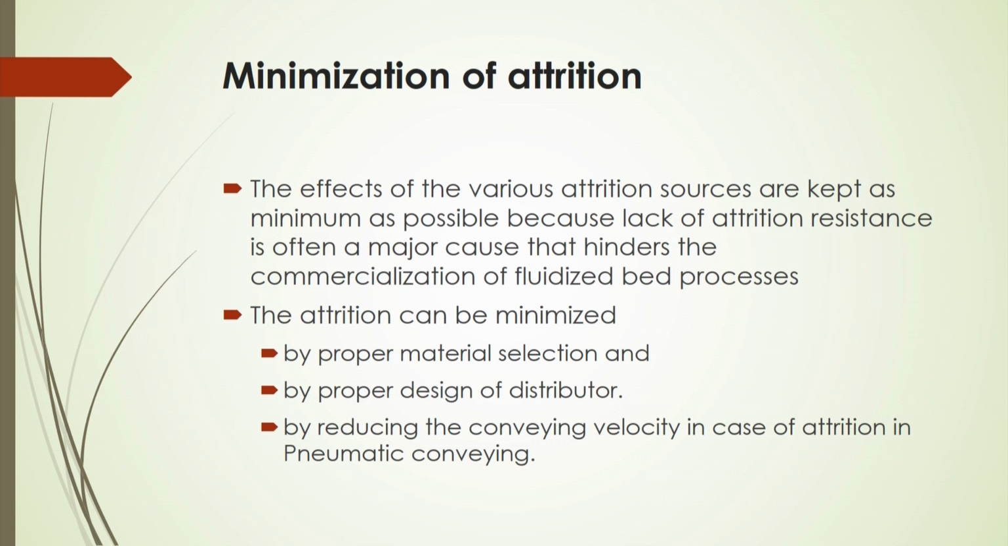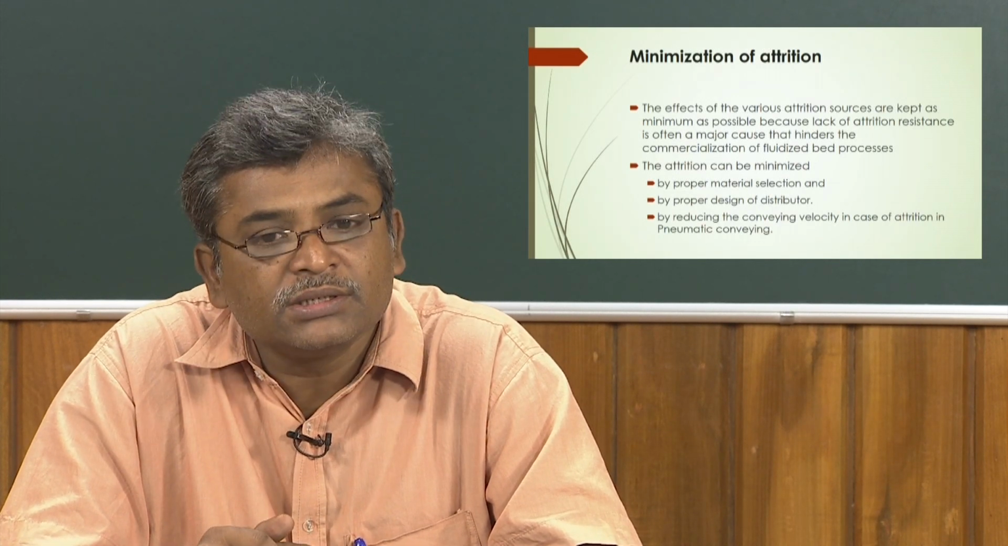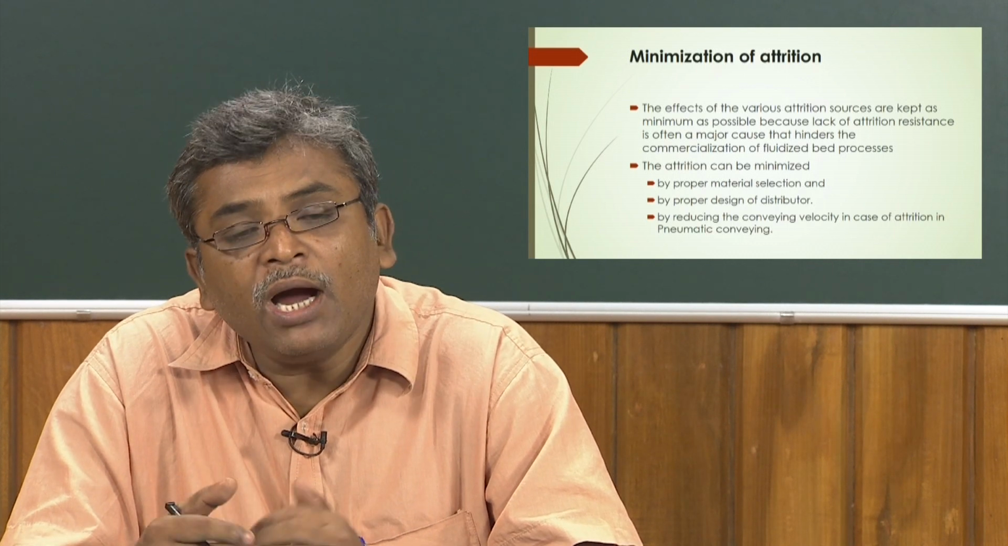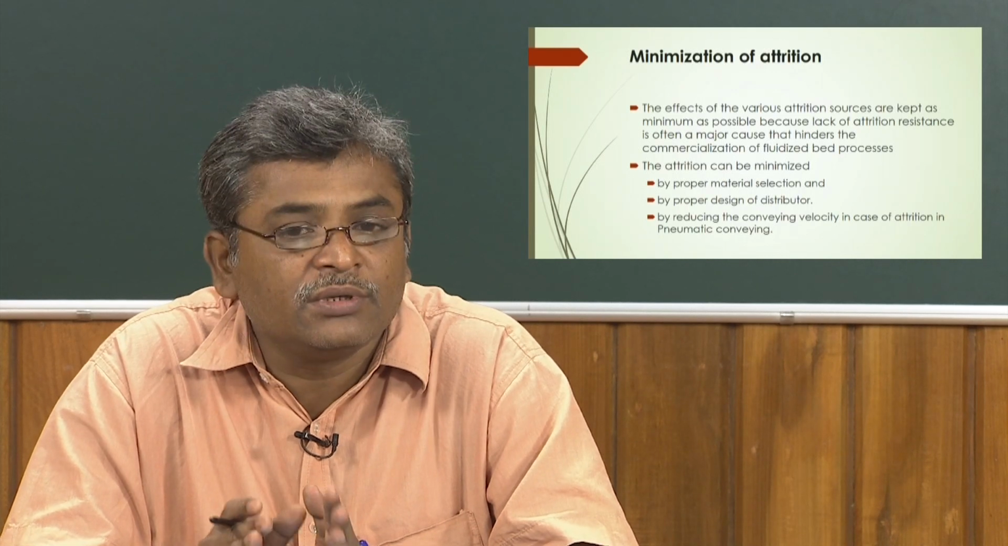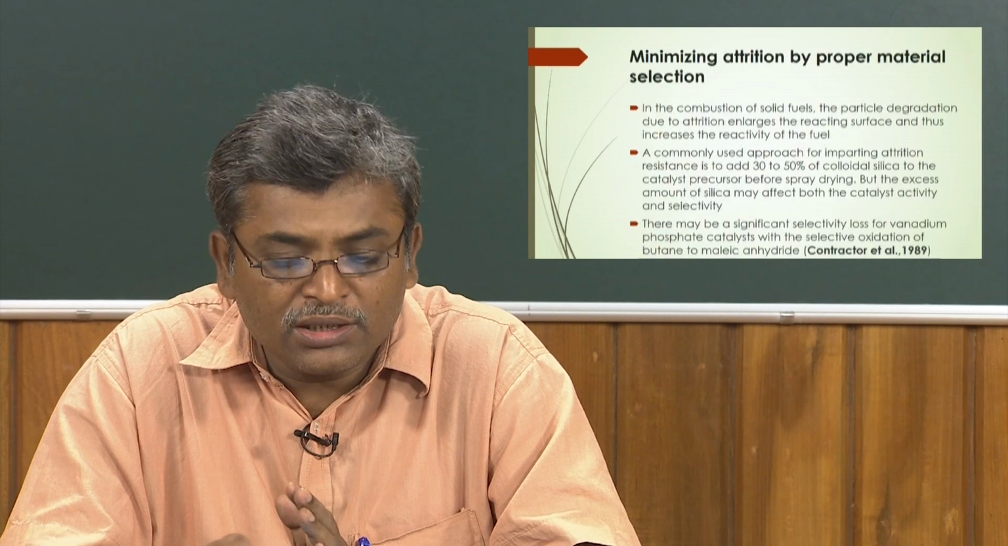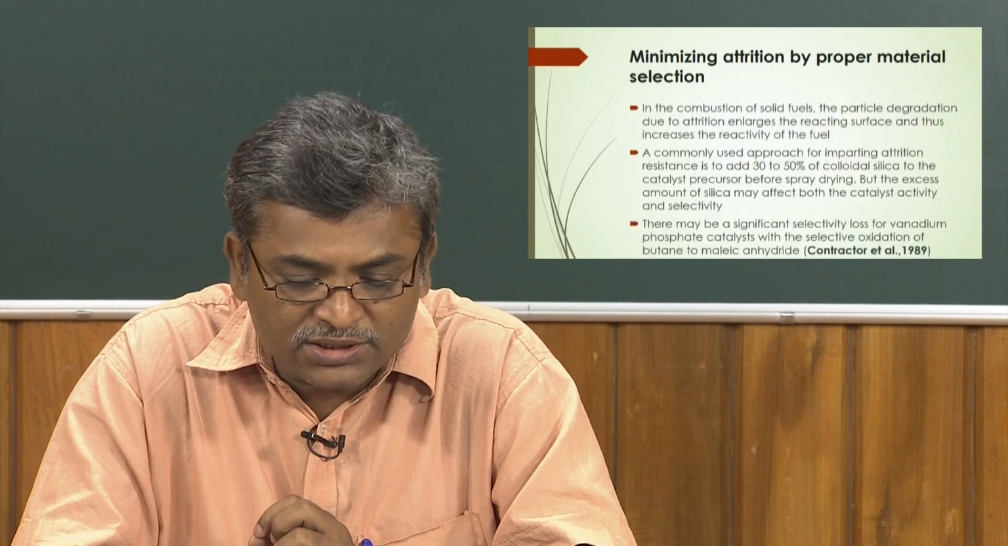pros and cons. In most cases it is seen that distributors are designed in such a way that you can get the minimum attrition, because most of the attrition happens due to the higher kinetic energy in the distributor zone and the breakup of particles in that region. So, you have to design in such a way that there is minimum collision of particles in the distributor region. So, maybe there will be a certain provision, which we will be discussing here.